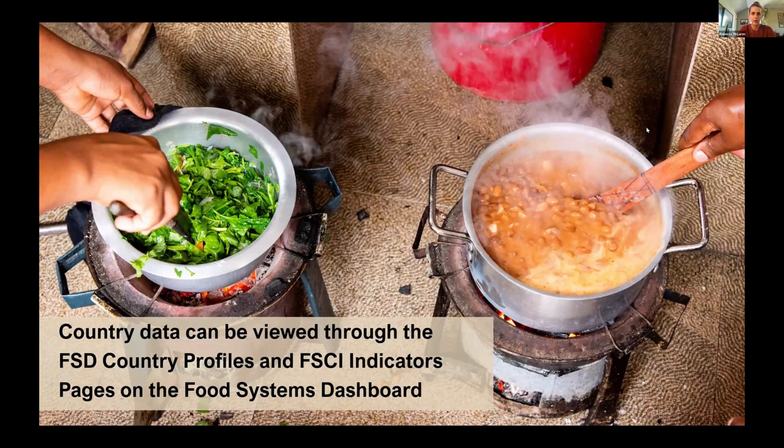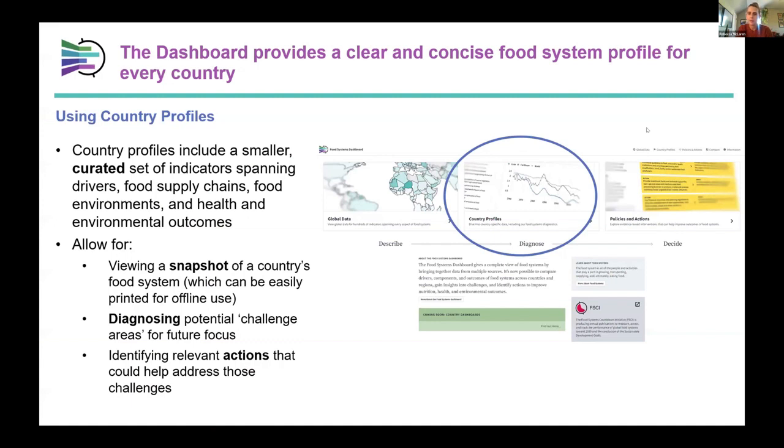But first, we're going to take a look at the FSD country profiles and the FSCI indicators pages available for each country. So the Food Systems Dashboard country profiles, both of these views would show a subset of indicators, and there is some overlap on which indicators are there. The FSD country profiles includes the diagnostics, which is the traffic light system for those 39 indicators.